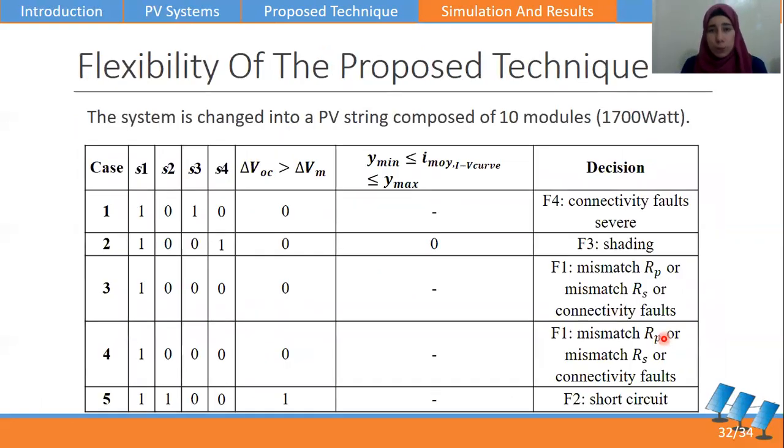Flexibility of the proposed technique. The system is changed into a PV string composed of 10 PV modules. Another system, each module 1700 watts, and the decision is made correctly for each.